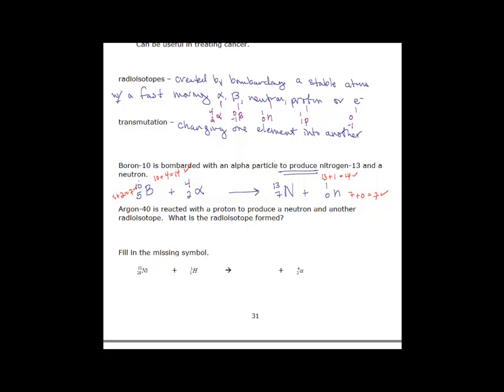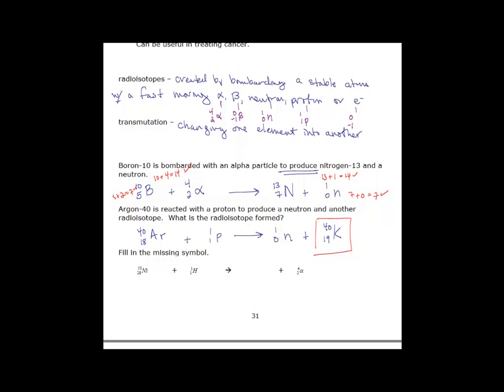So 7 and 7. So that checks out. So I have another sentence describing a transmutation reaction. And I want you to figure out what radioisotope is produced. So argon-40 is reacted with a proton to produce a neutron and another radioisotope. What is the radioisotope formed? So I want you to hit pause and work on this.